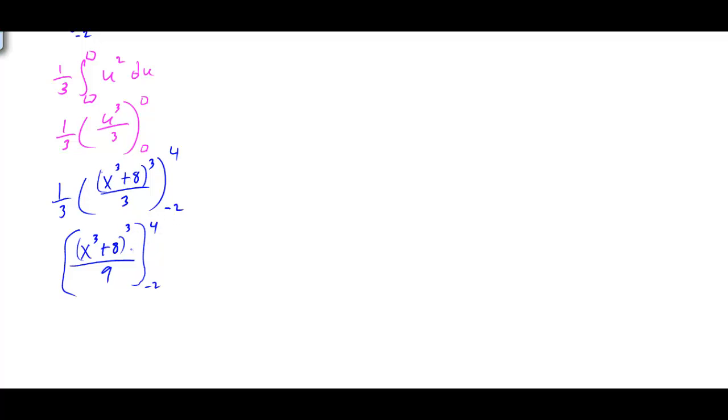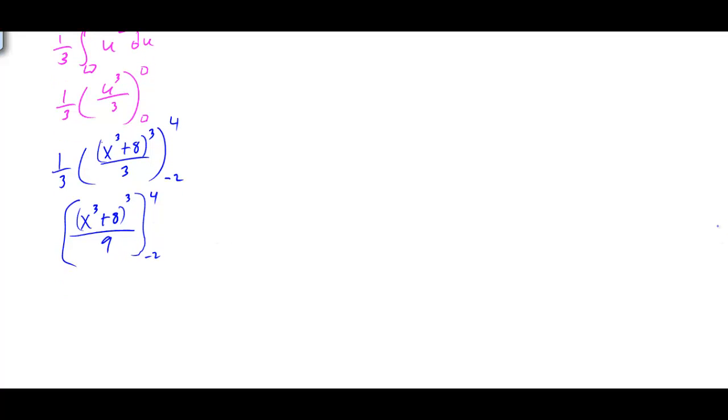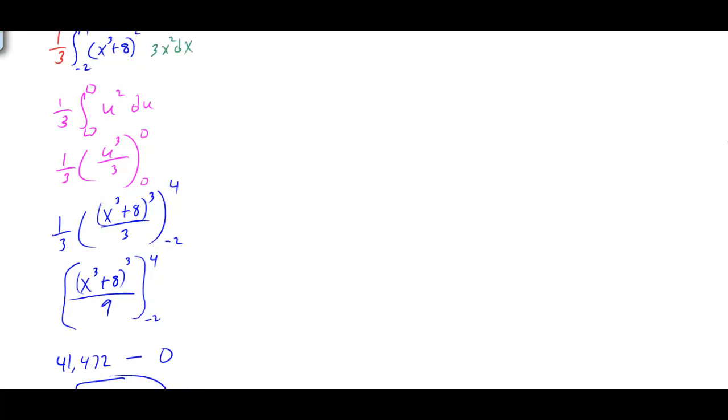And at this point, you would simply plug in your limits. So if we plug a 4 in, you're going to end up plugging in the upper limit, 41,472, minus, and we plug in a -2 here. If you cube a negative 2, you're going to end up with a negative 8 plus 8, so all of that's going to go to 0. So our answer is 41,472. Okay, so that's one option.